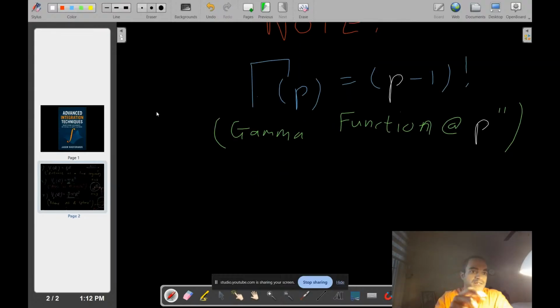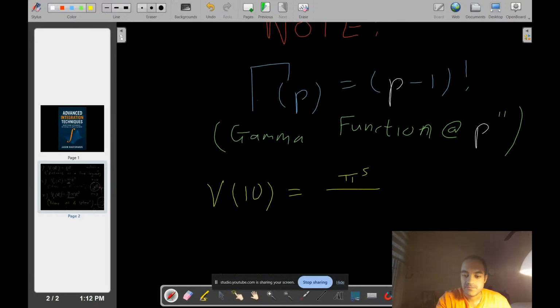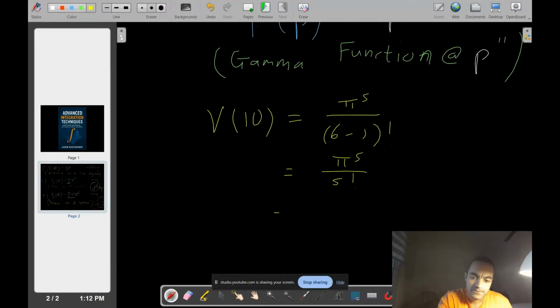So computing that, we get v of 10. Now, let's do that. So that's pi to the 5th power. I'm going to take care of that in a second. I just want to calculate this, 6 minus 1 factorial. Then we're going to be left with pi to the 5th power over 5 factorial. So that's straightforward. There shouldn't be any dispute with that.